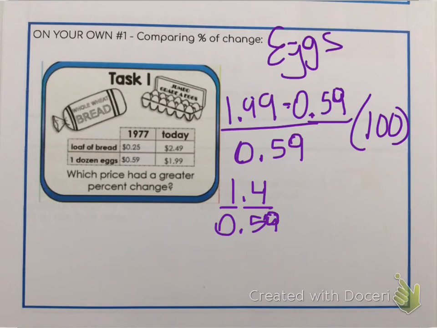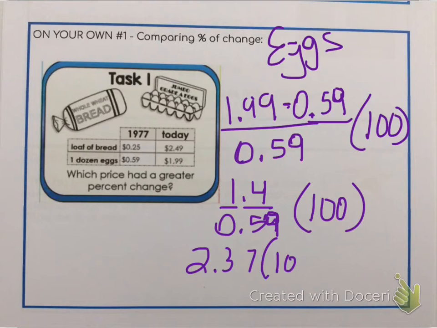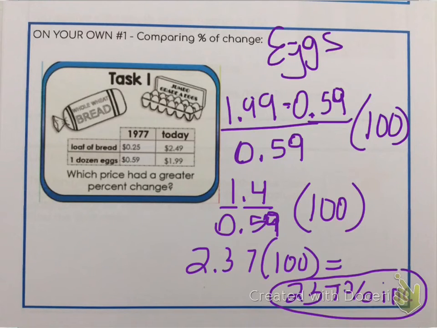And multiply that by 100. When you divide 1.4 divided by 0.59, you get 2.37. I rounded that. Okay, to the hundredths is always good. And you multiply by 100, and you get 237% increase.